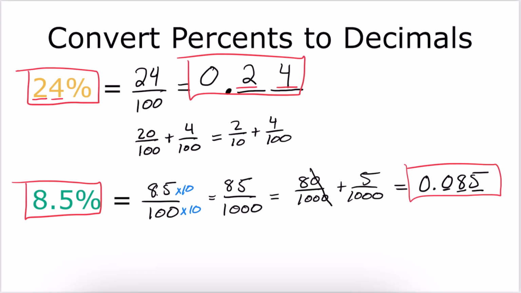Same thing here. The 8 was in the ones place, and now it's in the hundredths place. The 5 is in the tenths place, and now it's in the thousandths place. So basically, all of the place values just shifted two place values when we convert from a percent to a decimal. And this is the reason why the shortcut is often taught, that you just move the decimal over twice.